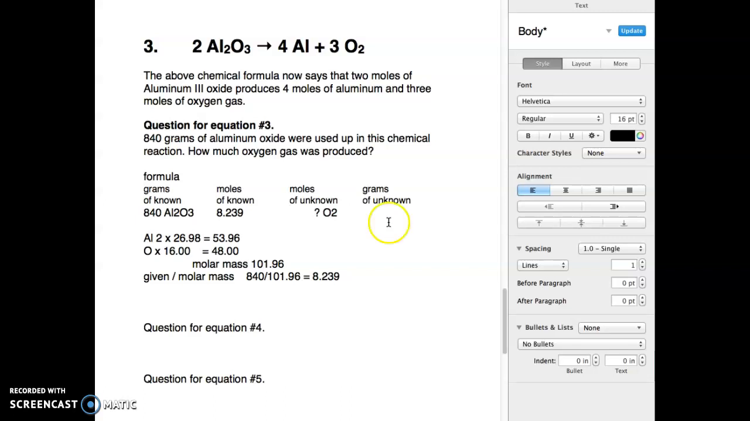Then the way you come up with the number of moles of your unknown, you take the coefficient of your unknown, 3, divided by the coefficient of your known, 2. So you take it times 3 over 2, and that comes up to 12.359. That's how many moles of the unknown you have.